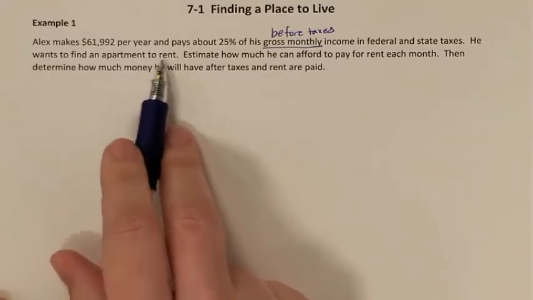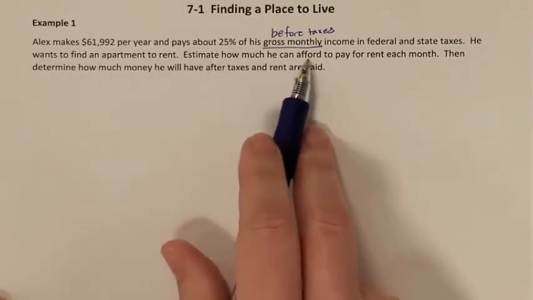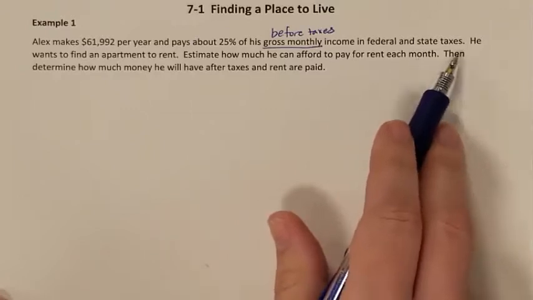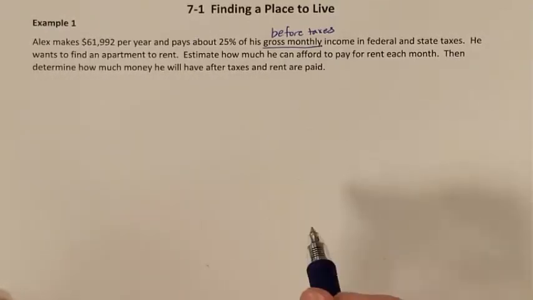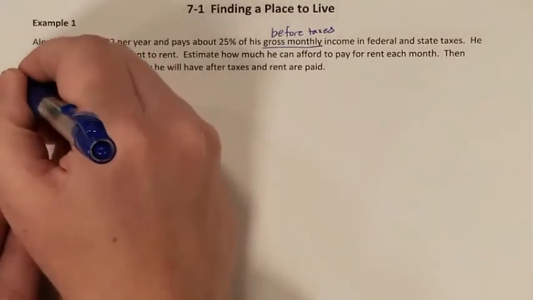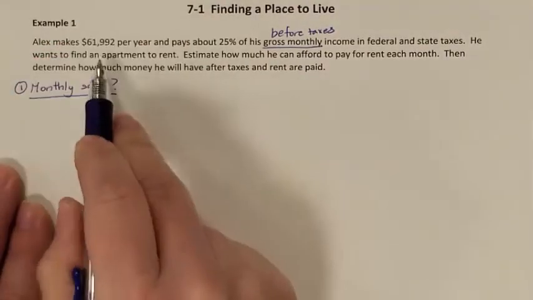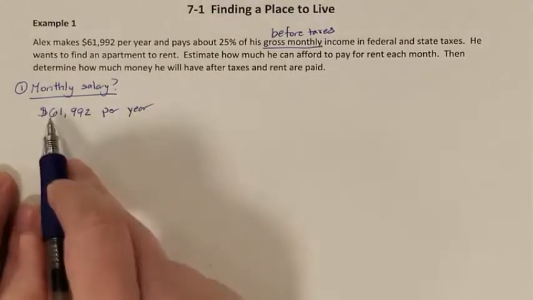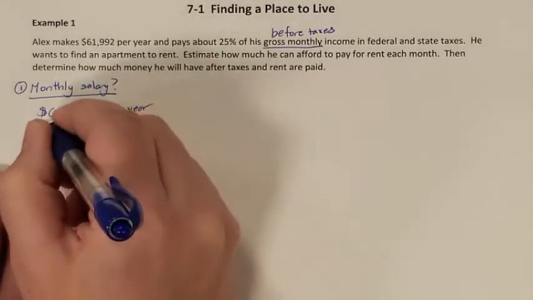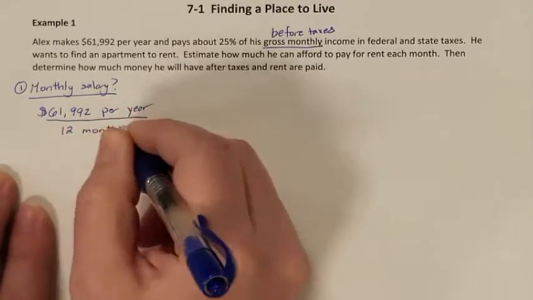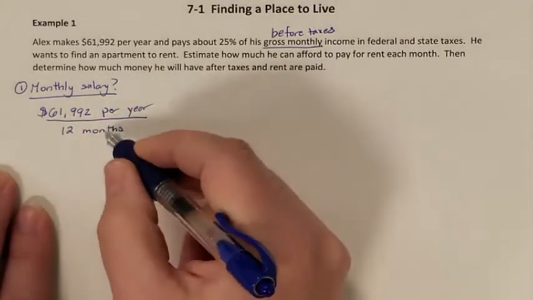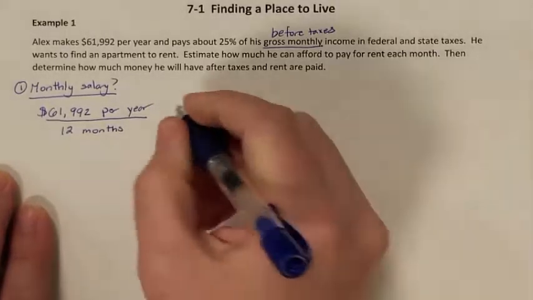He wants to find an apartment to rent. Estimate how much he can afford to pay for rent each month. Then determine how much money he will have after taxes and rent are paid. So first thing we want to figure out is, what is his monthly salary? He makes this much per year. So if you have that much per year and divide it by 12 months, we will figure out how much he gets paid per month before taxes.